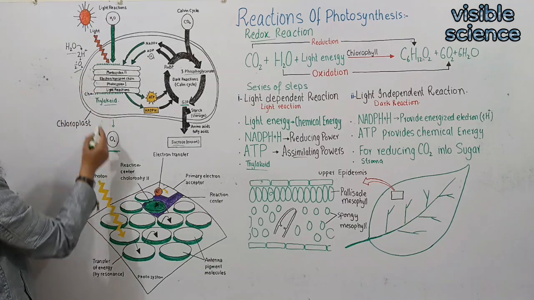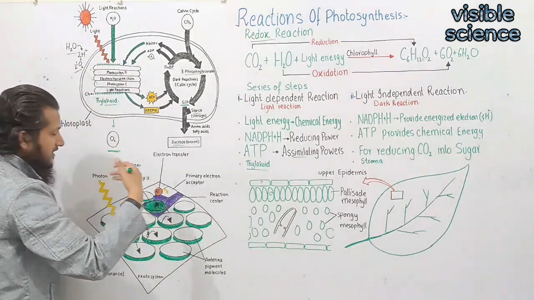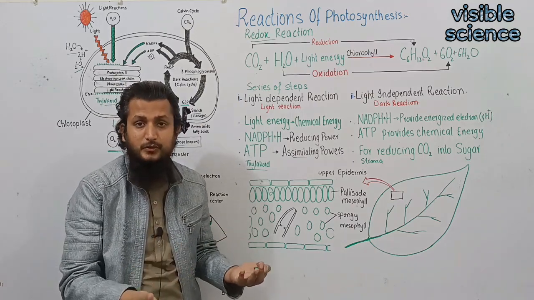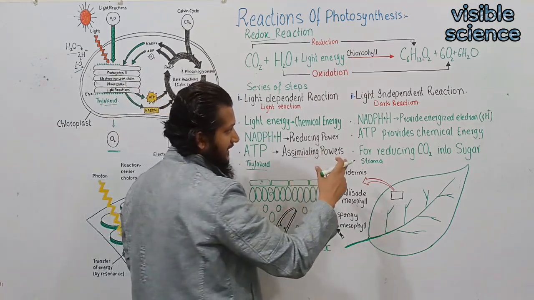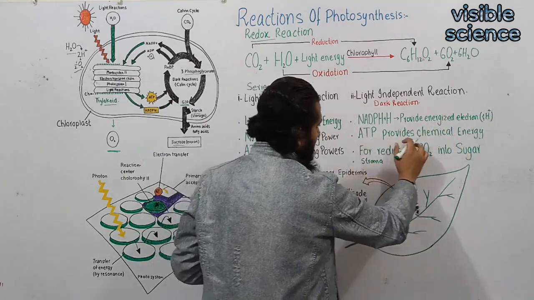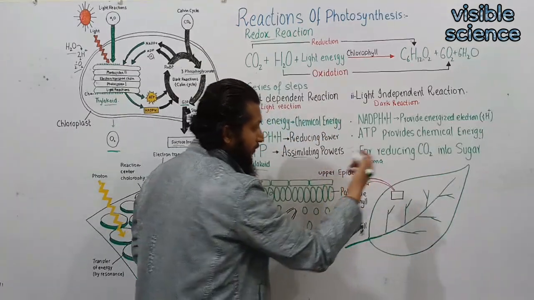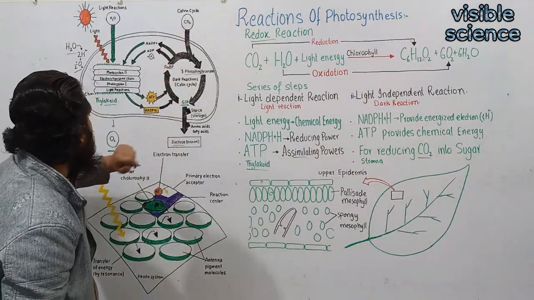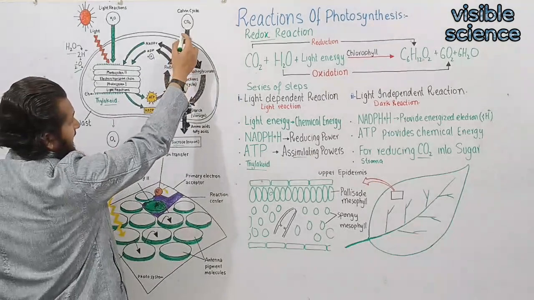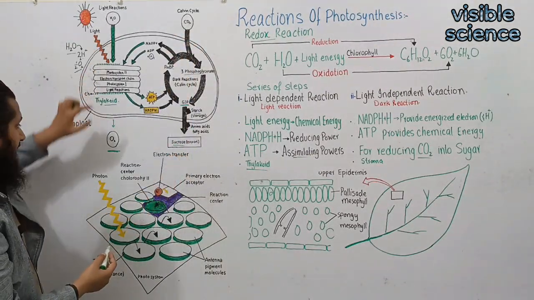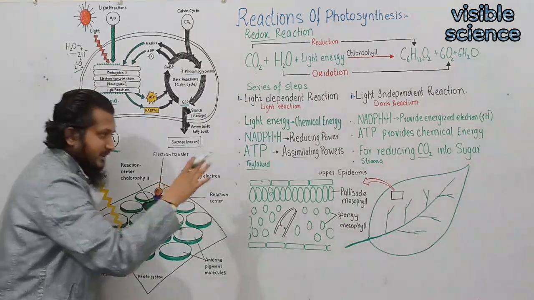Two oxygen atoms combine to form oxygen gas that is released into the environment and is available for other organisms, other animals, for respiration. So in the dark reaction, NADPH provides energized electrons and ATP provides chemical energy, for reducing carbon dioxide into sugar. In the dark reaction, carbon dioxide is the input and sugar is the output, and in the light reaction, water is the input and oxygen is the output. Here is the introduction.